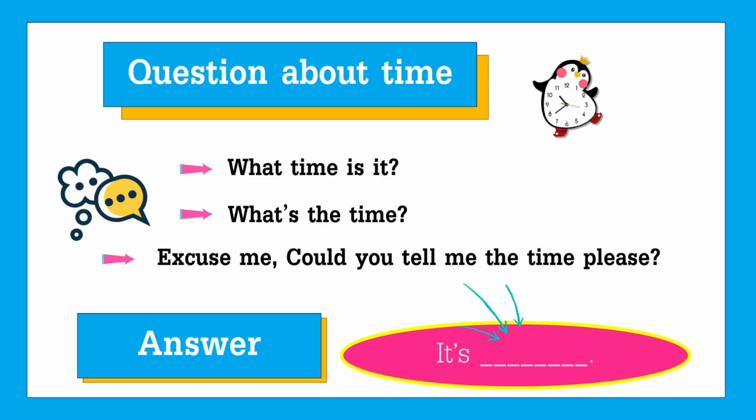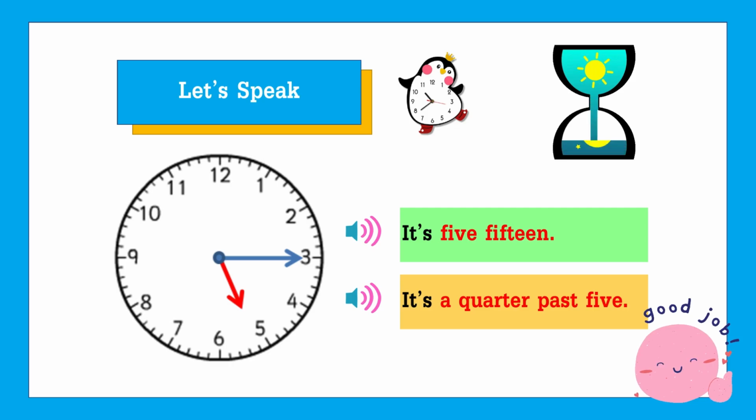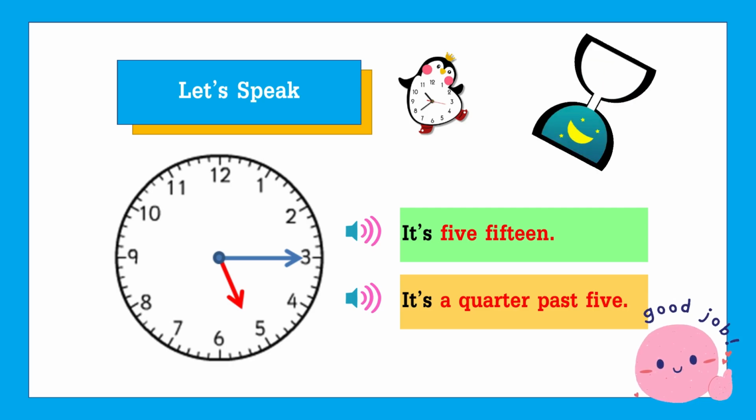When we want to ask a question about time, we can use these sentences. What time is it? What's the time? And excuse me, could you tell me the time, please? It's 5:15. It's a quarter past 5.